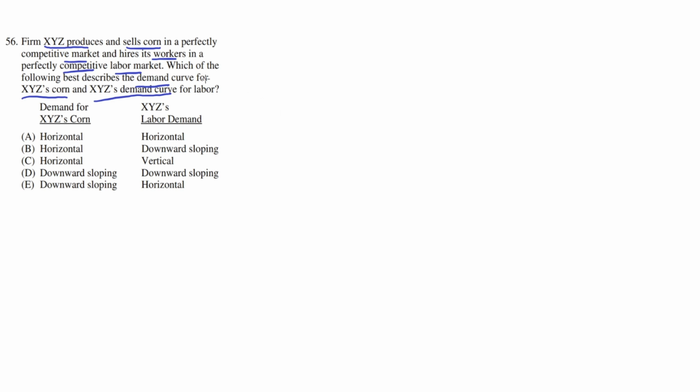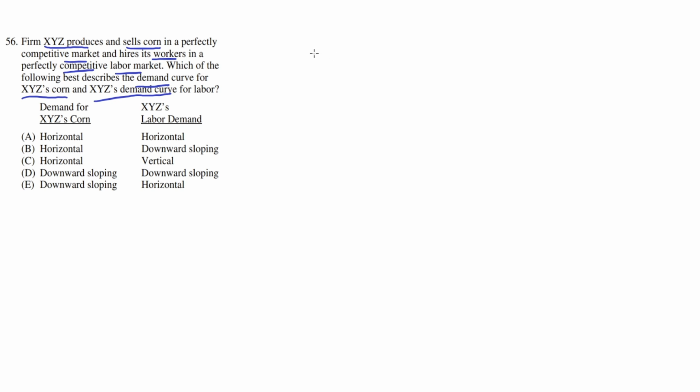So in this question, we're told that the firm called XYZ produces and sells corn in a perfectly competitive market, and the same thing for its workers in a perfectly competitive labor market. And we're told to describe the demand curve for XYZ's corn and the demand curve for labor.